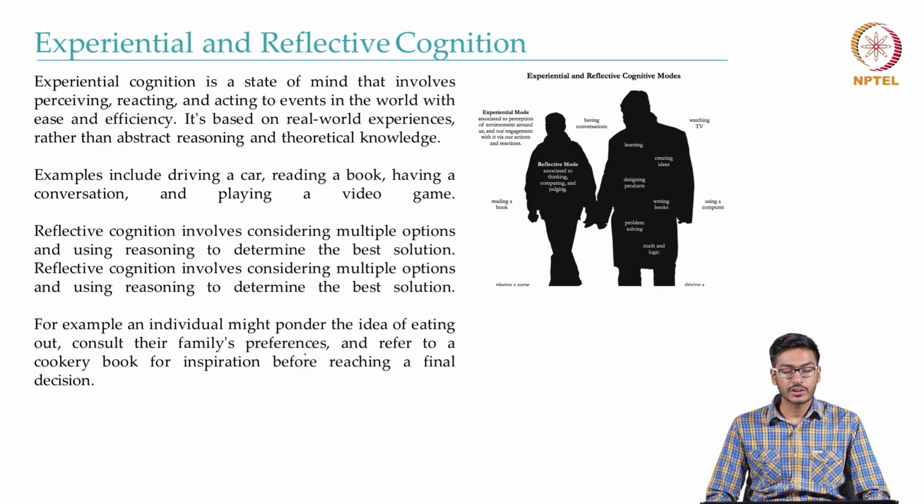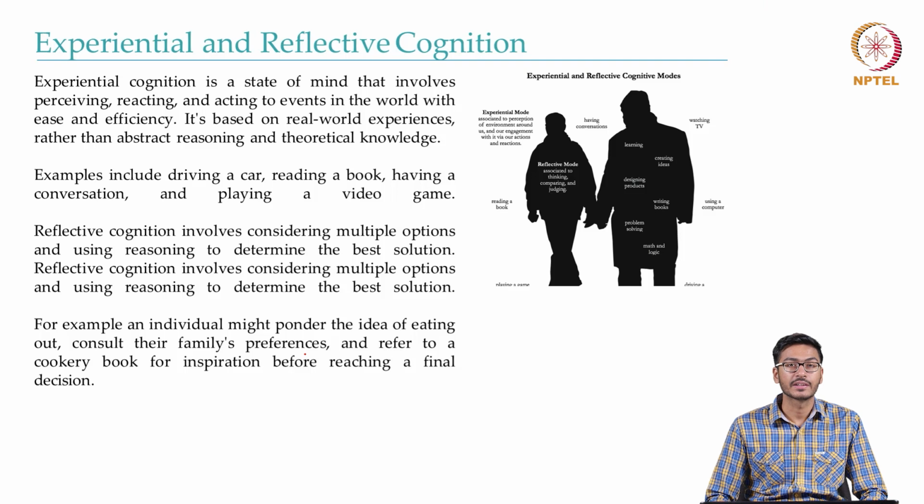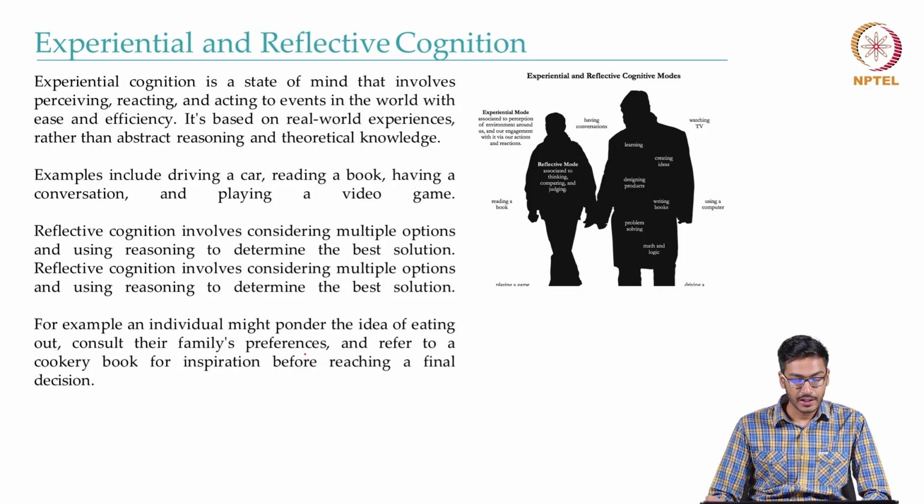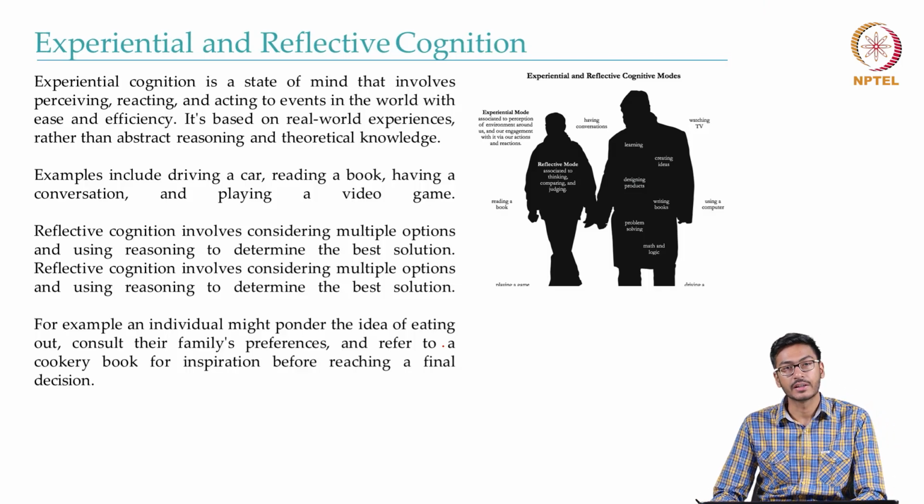While reflective cognition is different, it actually involves considering multiple options and uses reasoning to determine the best one. It involves considering multiple solutions and then ultimately uses reasoning to determine the best solution. For example, an individual might think of an idea of eating outside. He may consult his family's preferences and refer to a cookery book for inspiration before actually reaching the final product.